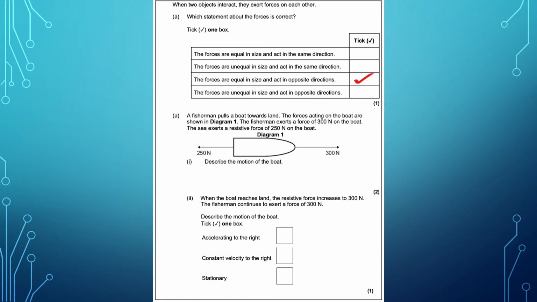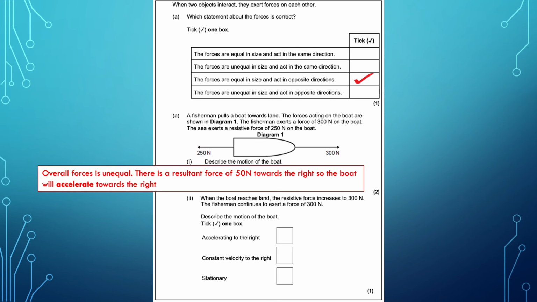So, first thing that you want to recognize is that you have opposite forces that are unequal, which means that you are going to get a resultant force, right? So the overall forces are unequal. There is a resultant force of 50 newtons towards the right, so the boat will accelerate towards the right. So for this one, you need to make sure that you specify that the boat will accelerate towards the right, right? Resultant force does not cause uniform motion. It causes acceleration. Okay, so that one should be pretty straightforward.